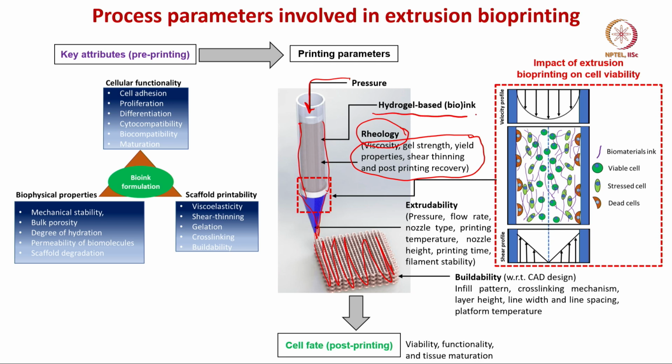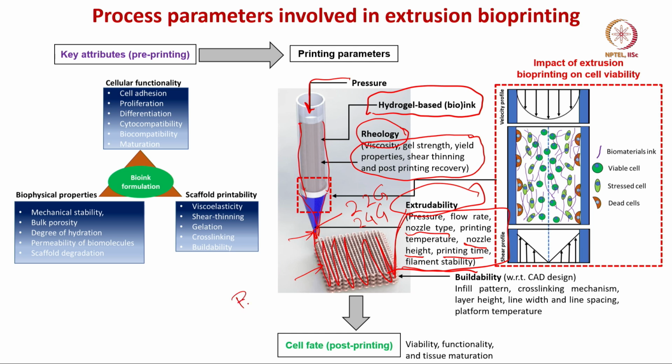You have the hydrogel based bioink, and then once it is extruded, extrudability is also important. Extrudability means what pressure is required, what the flow rate is, what the nozzle type and nozzle size are, let us say 22 gauge, 24 gauge, 26 gauge and so on, and whether the nozzle is plastic or steel or metallic. Then you have the printing temperature or print bed temperature, the nozzle height, printing time, filament stability. All these things are important and will define the printability or extrudability.